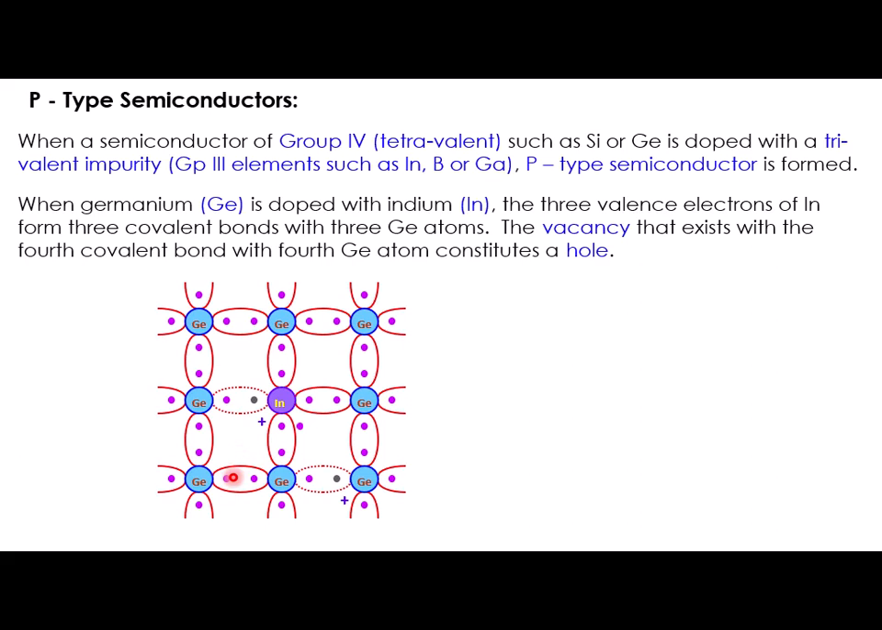In the third process, one recombination will take place, in which one electron from the conduction band will move back to the hole in the valence band to recombine with it to satisfy the octet rule.